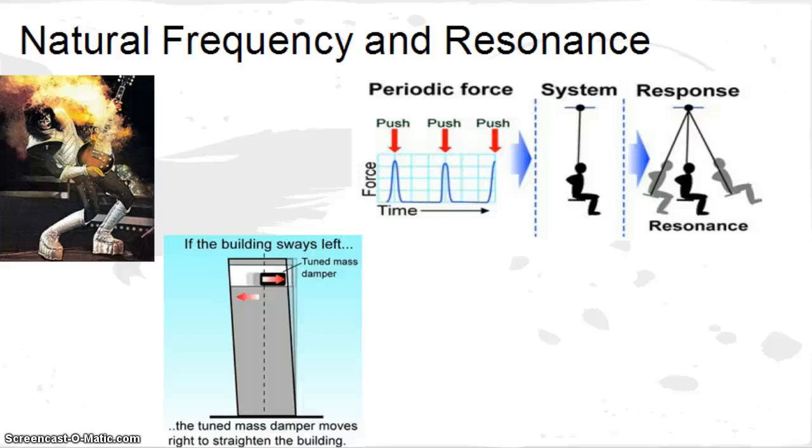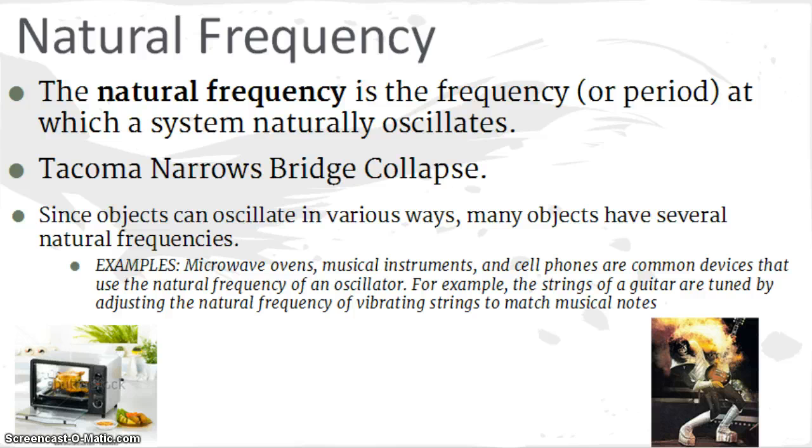This lecture is going to be on natural frequency and resonance. A natural frequency is the frequency, or the period, at which a system naturally oscillates. We're going to be looking at the Tacoma Narrows Bridge and how and why it collapsed. We're going to be using natural frequency and resonance to help us make sense of it.